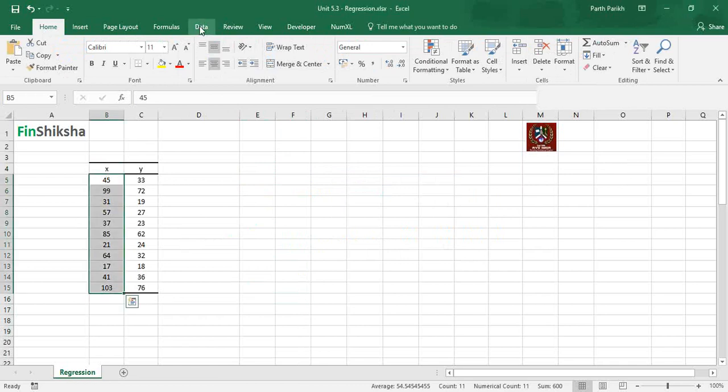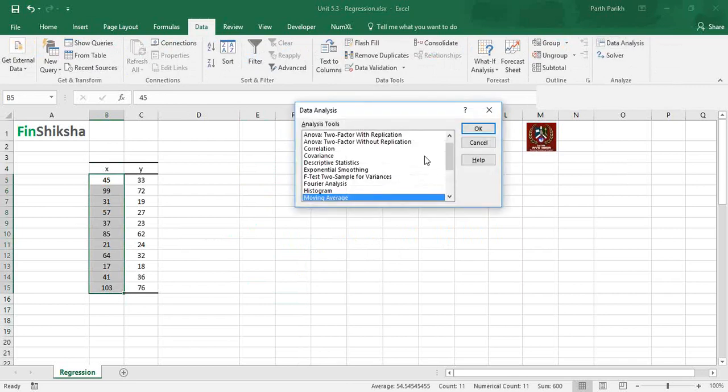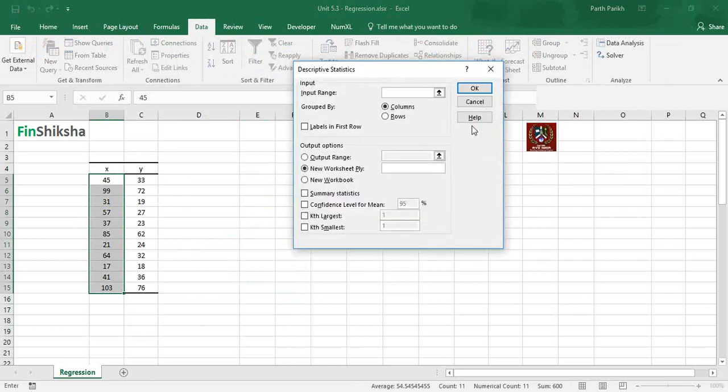I'll go to the Data tab. I'll click on Analysis ToolPak, which is Data Analysis, and I'll select Descriptive Statistics and click OK. You will understand what this descriptive statistics means.